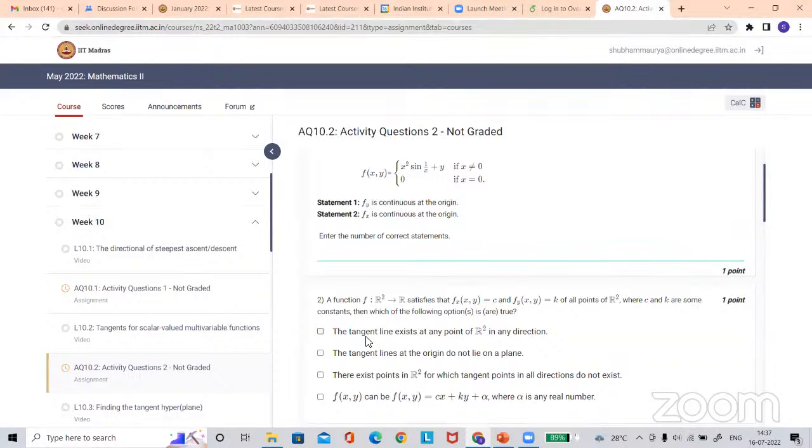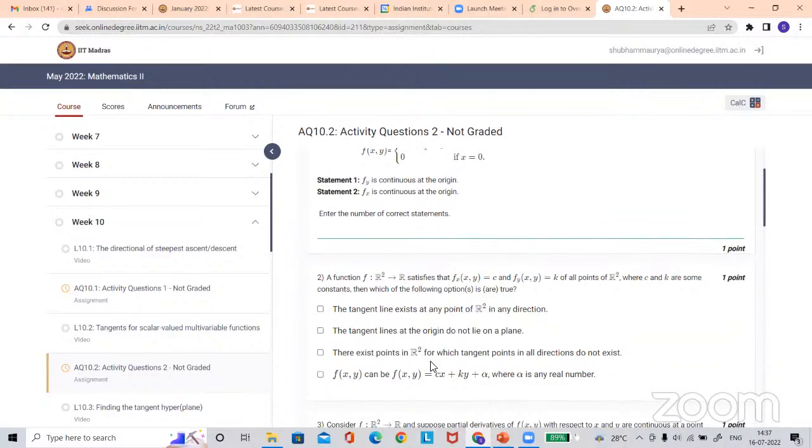So what about option 4? This one. In this option, what is being asked is whether your function is going to be this. So do the partial derivative. Okay, as simple as that.